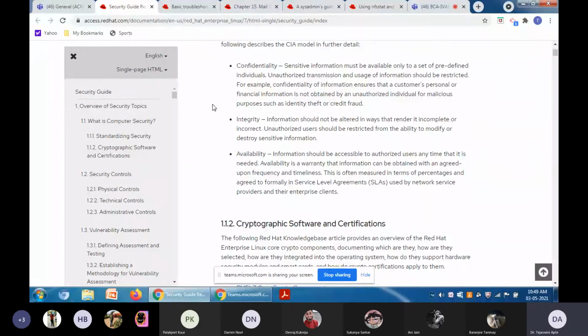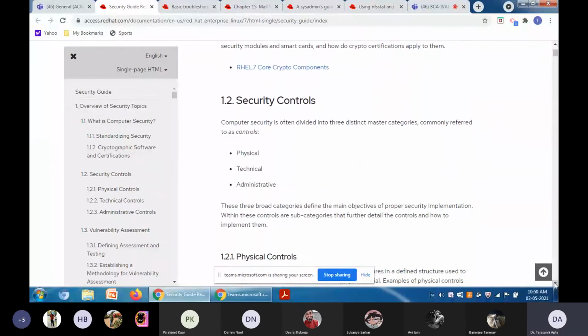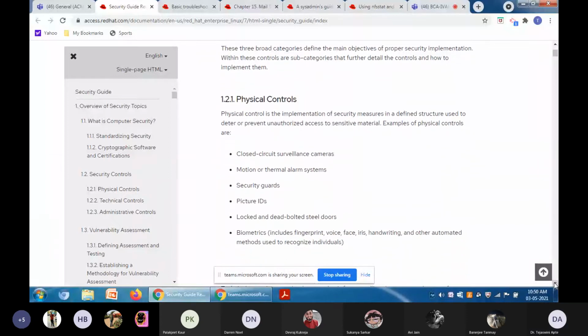SSH works with an SSH client as well as an SSH server. And as we have discussed, the client can connect to the SSH server either through a password, through public key and private key, through Kerberos authentication, or through LDAP. So every time, authentication is required with SSH. Now, cryptography software and certificate security controls. Now, see here.